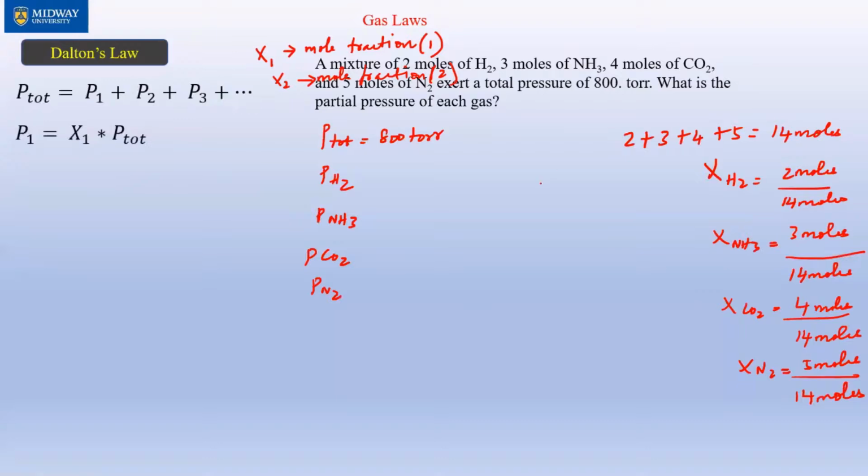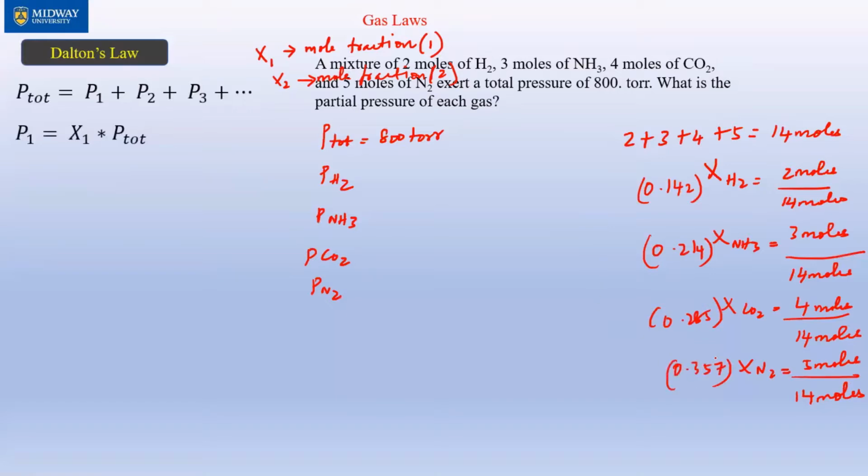So if you do that, you'll get 2 over 14. You do not have to convert it to percent. So it's 0.142. That's the mole fraction. 3 over 14 is 0.214. Again, we're just using the knowledge from the previous class. 4 over 14 is 0.285. And 5 over 14 is 0.357.